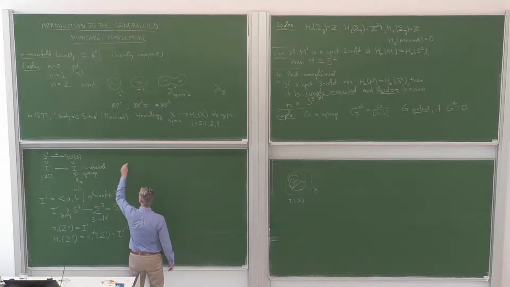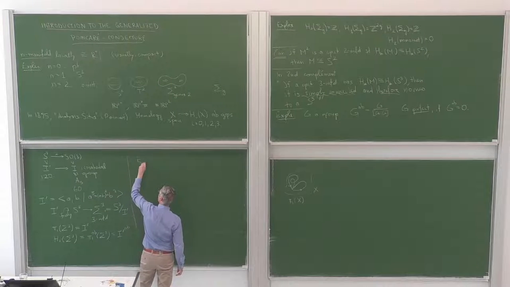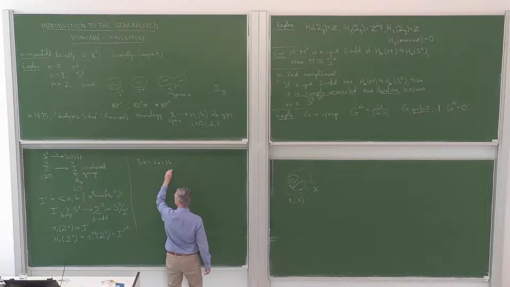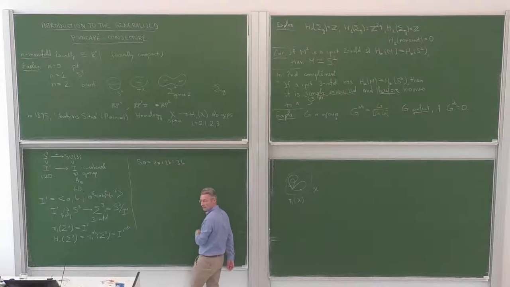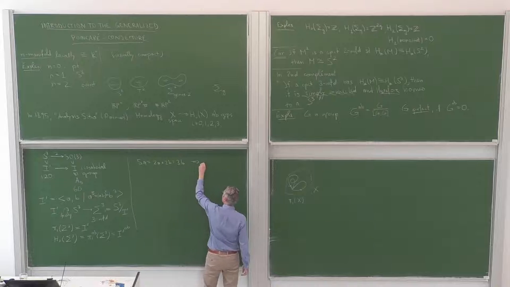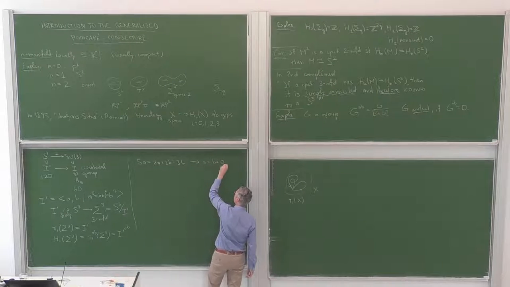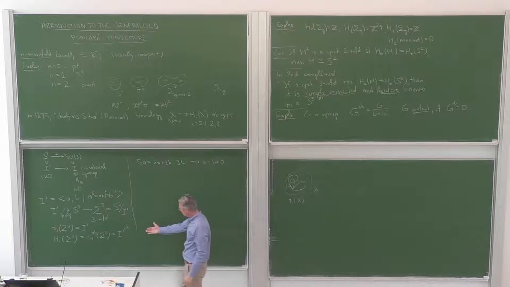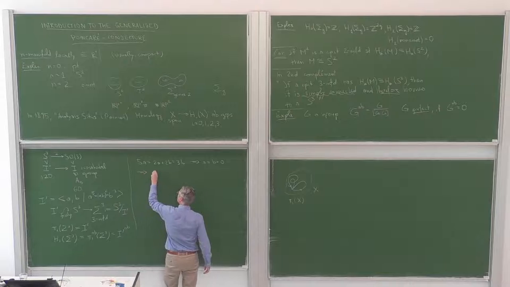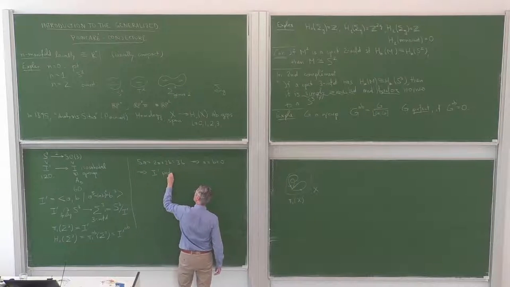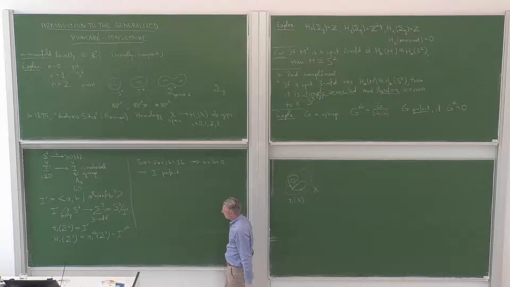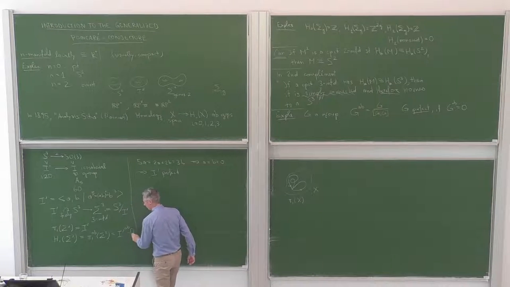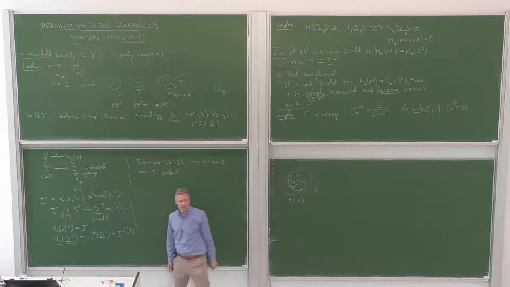Well, if I write this and make it abelian, then I have the equations 5a equals 2a plus 2b equals 3b. And the only solution to this equation is a equals b equals 0. That's the only solution. Therefore, we have shown that this group is a perfect group. So this abelianization is zero, and therefore the first homology of this is zero.